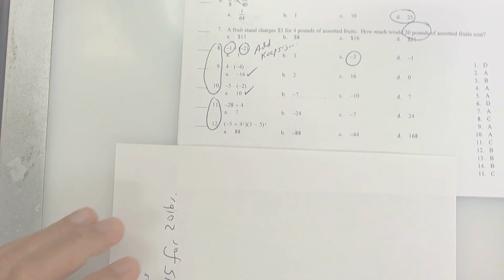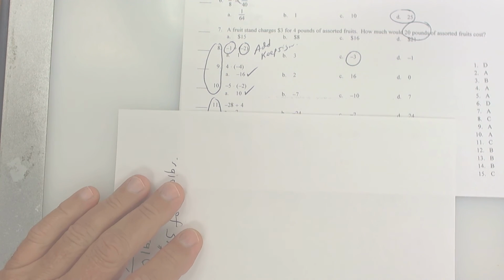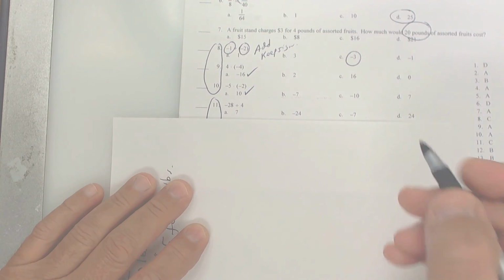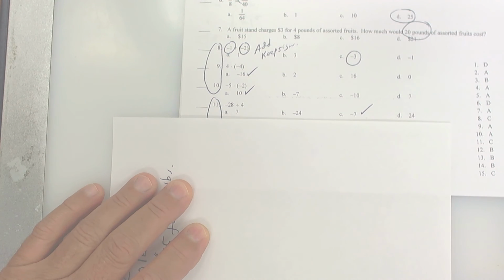All right, I'm going to catch up with you. This one you're dividing. It's the same rules as multiplying. If it's one negative, it's a negative. Should be a -7. That one's easy.